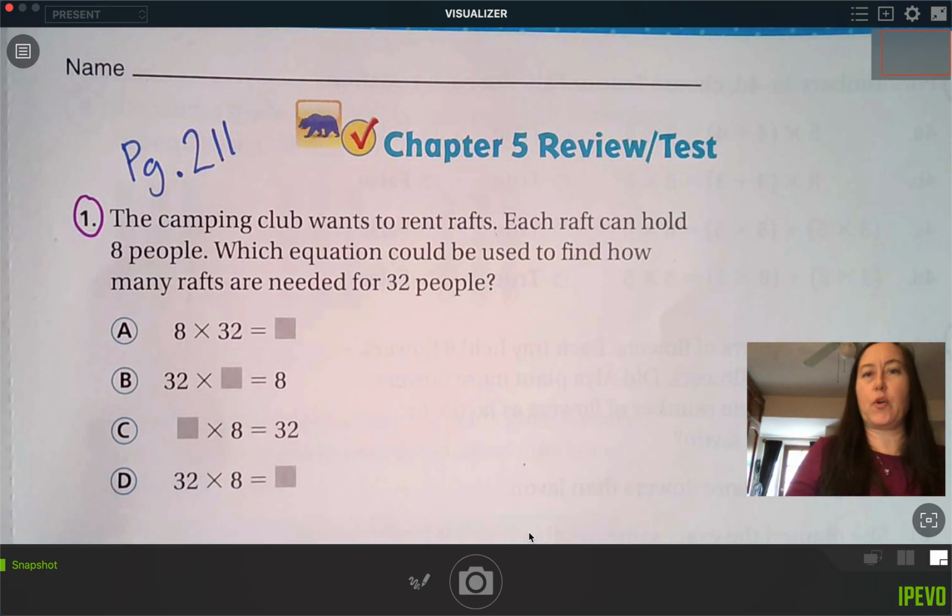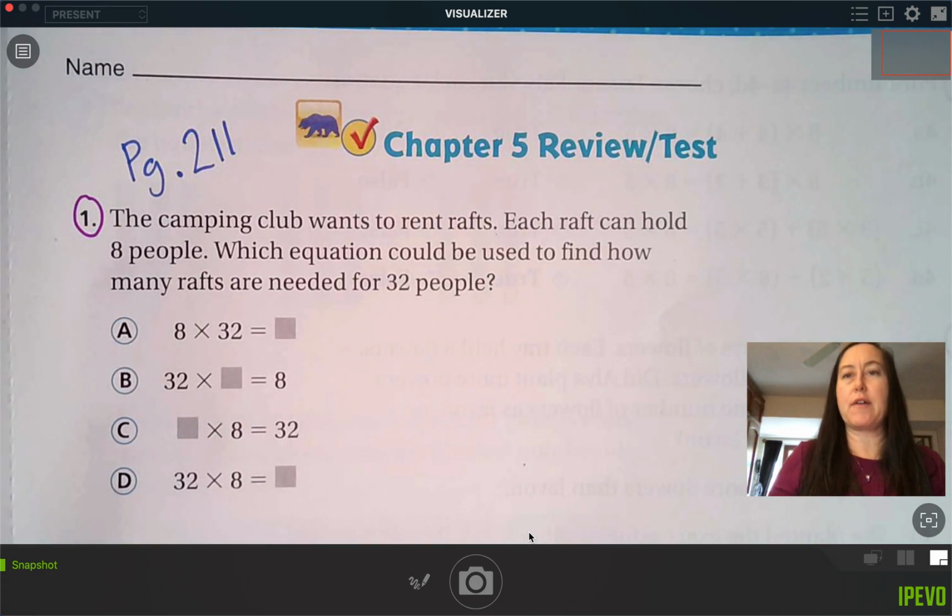Third graders, here we go. This is our Chapter 5 review test. So welcome back from break. We have had 3 weeks off, and we will spend today and tomorrow reviewing Chapter 5. And then Wednesday, you will take a test.